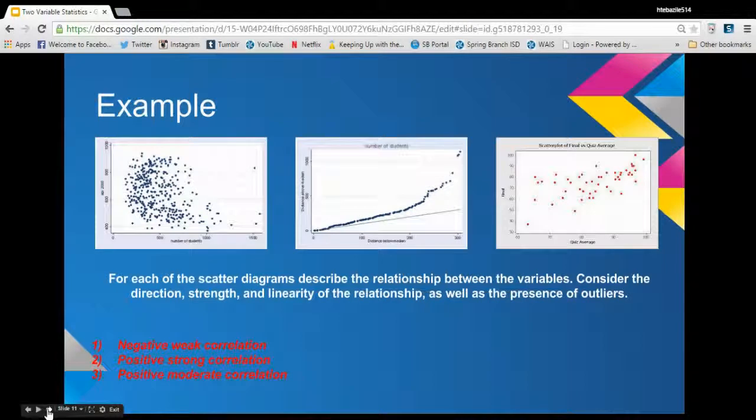Here's an example. For each of the scatter diagrams, describe the relationship between the variables. Consider the direction, strength, and linearity of the relationship as well as the presence of outliers. The first is a negative weak correlation. The second is a positive strong correlation. The third is a positive moderate correlation.